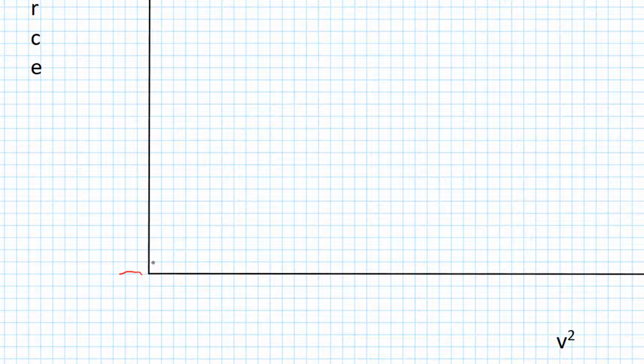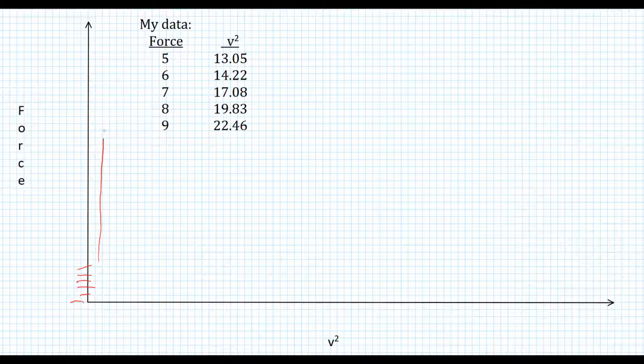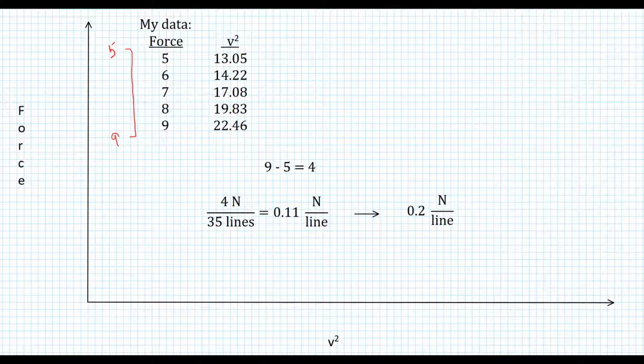I'm going to come down here to the bottom, and I'll start counting 1, 2, 3, 4, 5, and I'll keep counting all the way up. And somewhere near the end, I get 35 grid lines. So I know I can spread my force data over those 35 grid lines. Now I look at my force data. It starts at 5 newtons and goes all the way up to 9 newtons.